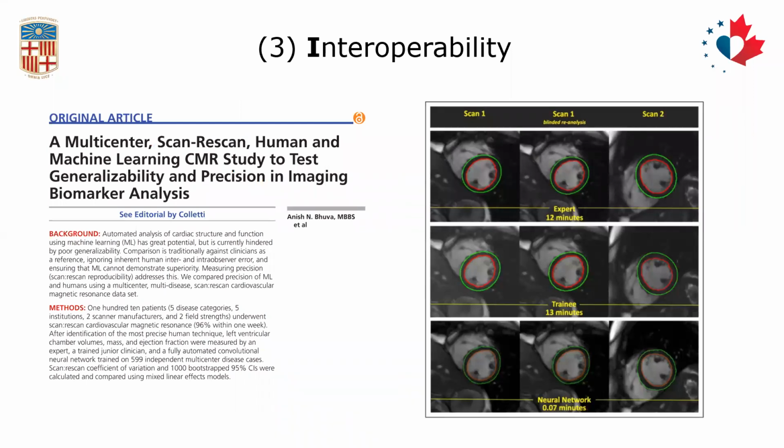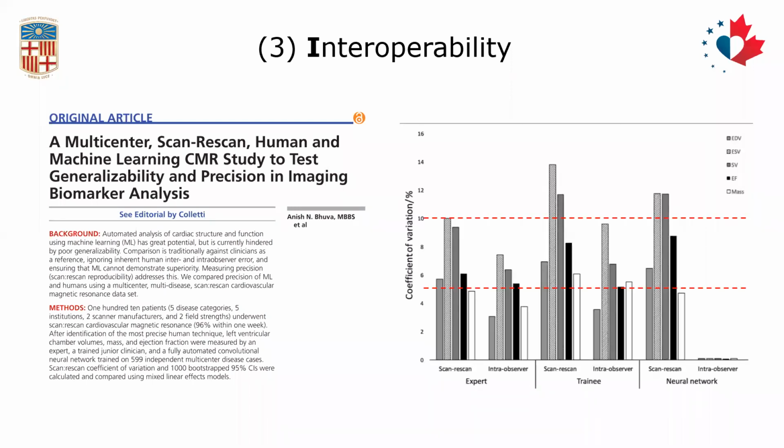But the problem doesn't appear only at the segmentation stage, it also appears at the quantification stage. So this is a nice study that was performed in London, where 110 subjects were scanned twice. So this is a scan-rescan study. And then 3 types of methods were used to quantify indices such as volumes and ejection fraction in cardiac MRI. And they found that there were indeed problems of reproducibility. In many cases, there was a coefficient of variance over 5% or even over 10%.